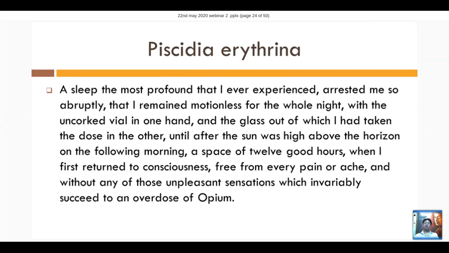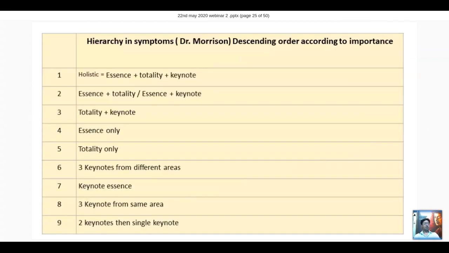So there must be some clear-cut criteria, right? So here I want to refer to Dr. Morrison of California. He has given a very beautiful hierarchy of the symptoms, in descending order according to importance.